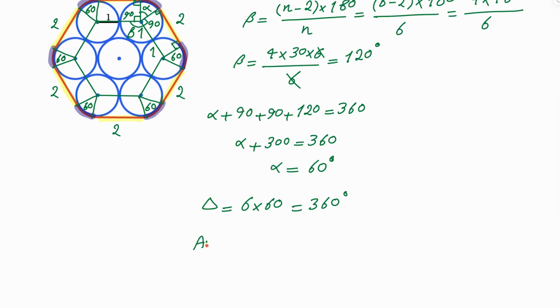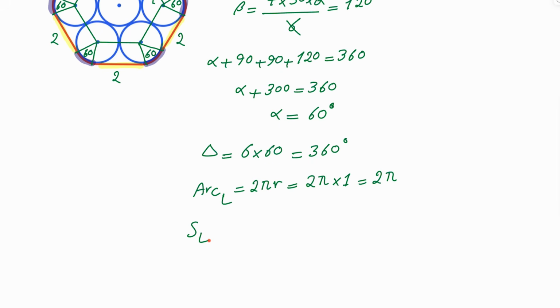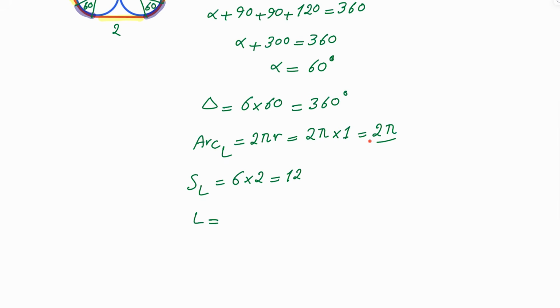So we need to find arc lengths by just finding the value for the circumference of a full circle. So we can write 2 pi r, 2 pi times r, which is 1, and finally we will have 2 pi. And we know the straight lines come to 6 times 2, which is equal to 12. And finally for the total length, we can add these two values together, and we will have 12 plus 2 pi, and that's the final answer to the problem.